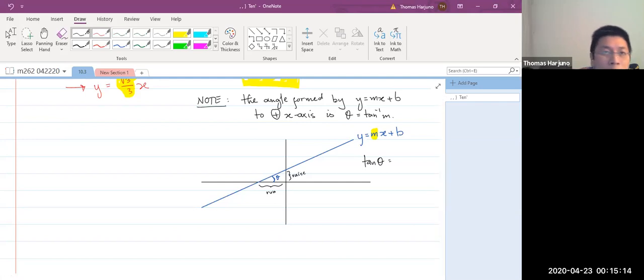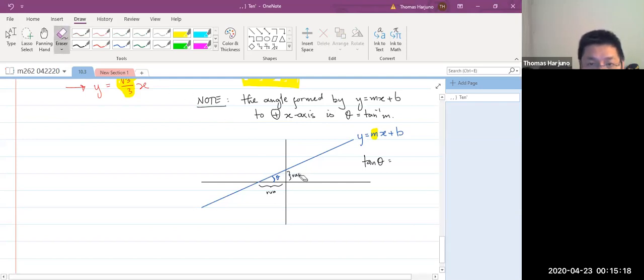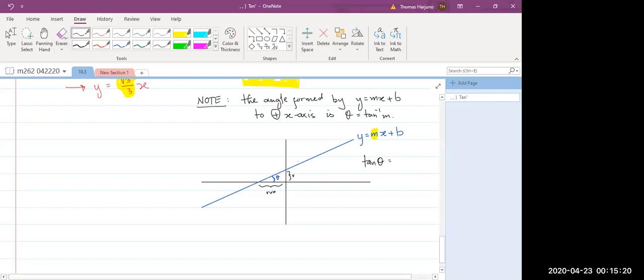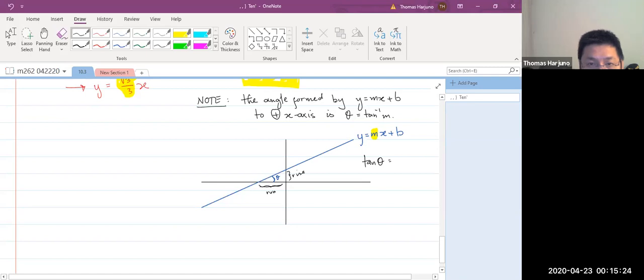Sorry. Is it with a or without a? Without. Without a: rise over run. Because my run goes that way, my rise goes that way. Okay? So tangent theta is equal to rise over run, but at the same time, that's also our slope.